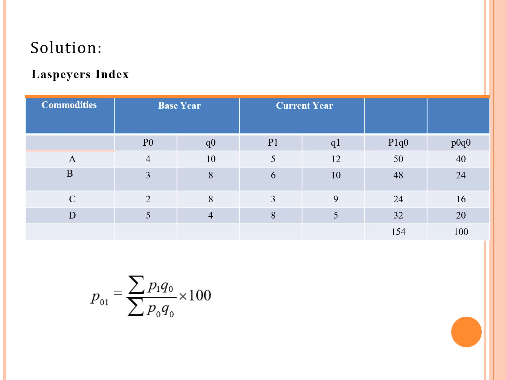So the formula for Laspeyres' index number is summation P1 Q0 upon summation P0 Q0 into 100. We just put in summation P1 Q0 and summation P0 Q0. So 154 divided by 100 into 100. So the answer is 154.